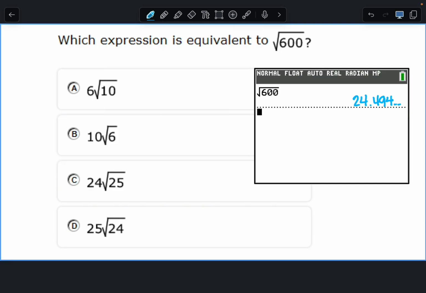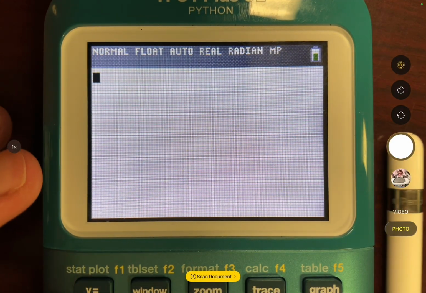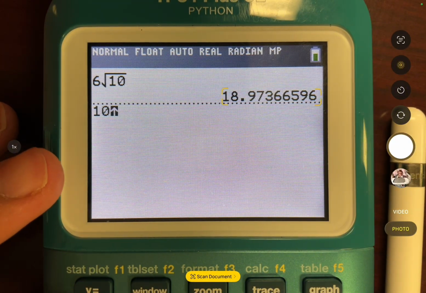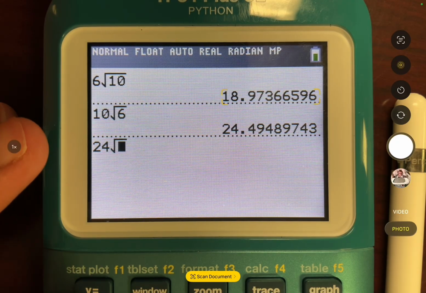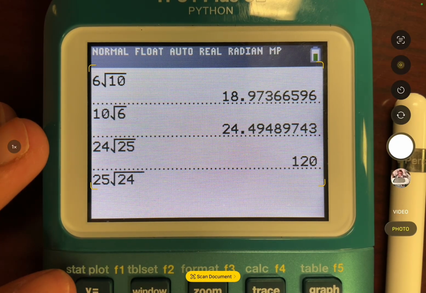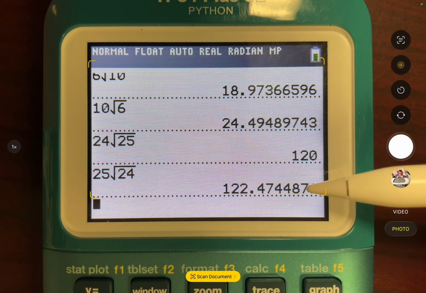All right, now from there, you're going to type each one of the answer choices in. So the first one, 6 square root of 10, 10 square root of 6, 24 square root of 25, and then 25 square root of 24. So this is what A, B, C, and D give you. Match up the decimals and you found your answer.